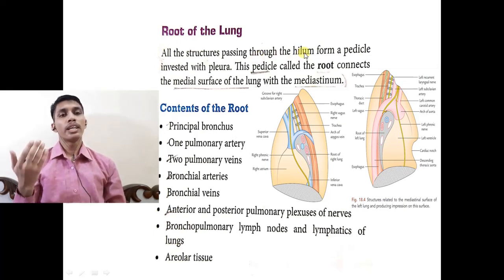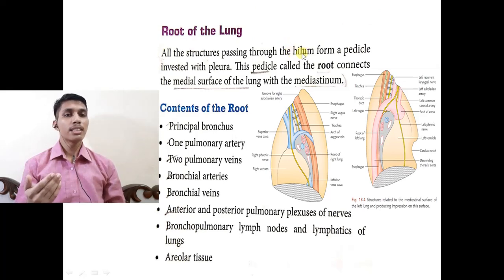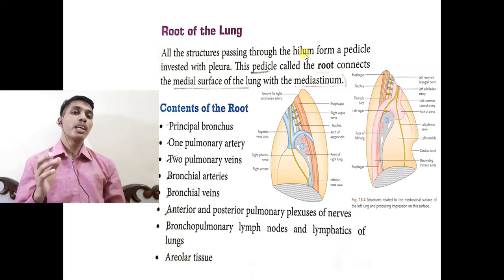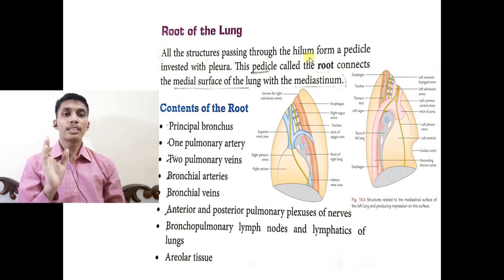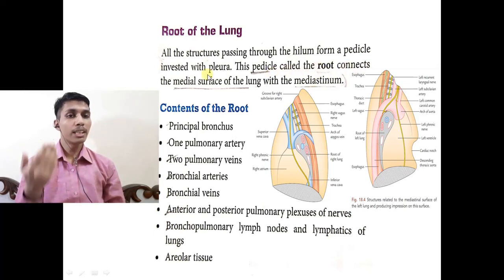Hilum we have studied in earlier classes as the hilum in the kidney near the renal pelvis. So hilum in Latin is basically a depression or an area or a pit through which various structures pass, forming a pedicle invested with pleura. This pedicle is called the root, and it connects the medial surface of the lung with the mediastinum.